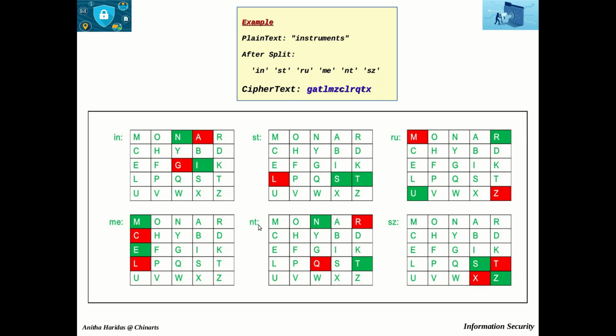And for NT, it is again in different cells. So we are going to take the horizontal opposite of these two characters. So N will be replaced with R, T will be replaced with Q. Correct? Then we have SZ. Again, SZ are in different rows and different columns. So we form a rectangle and the horizontal opposite will be taken. So S will be replaced with T and Z will be replaced with X. So this is how we do the encryption process with the Playfair cipher.